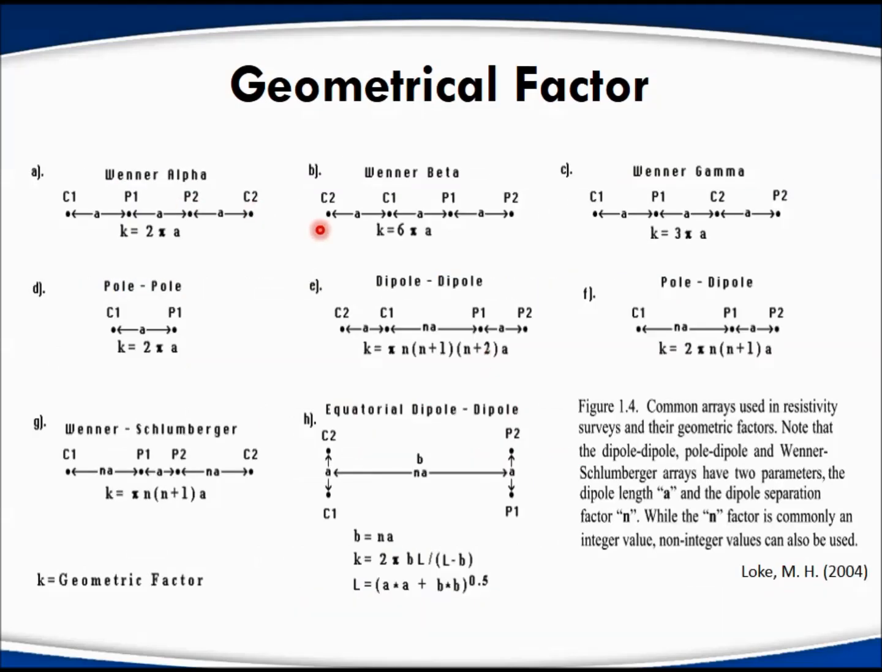So here are the geometrical factor types that depend on the way you make an array of your electrode spacings. First we take a look at the common array, which is the Wenner alpha case here, where it states that the geometrical factor k is equal to 2 pi a.